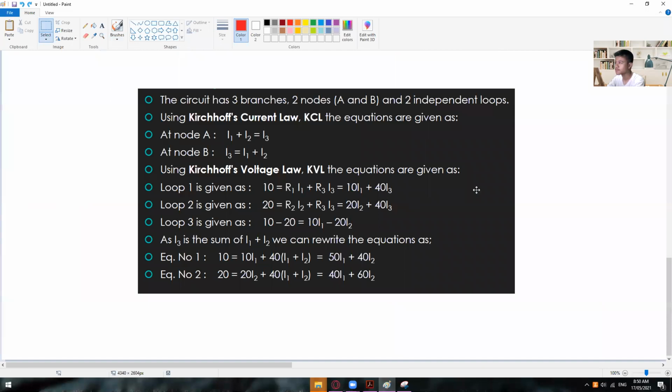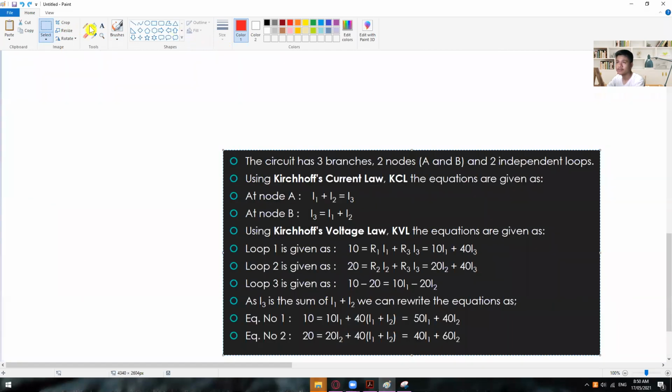Let's go here. And let me just erase this one again since we don't need that node B anymore. It's just the same with node A. So this is our equation number 1, number 2, number 3, and then number 4.